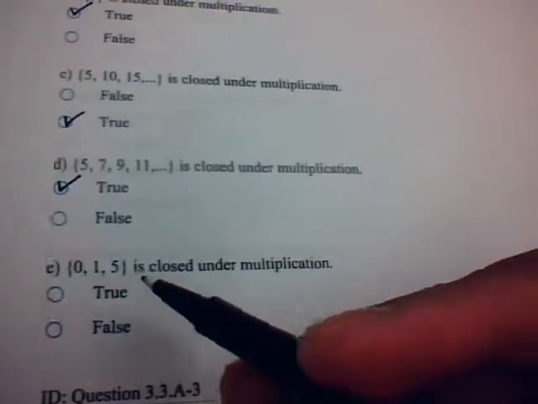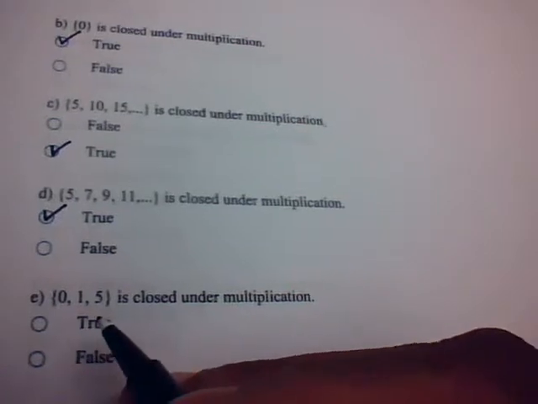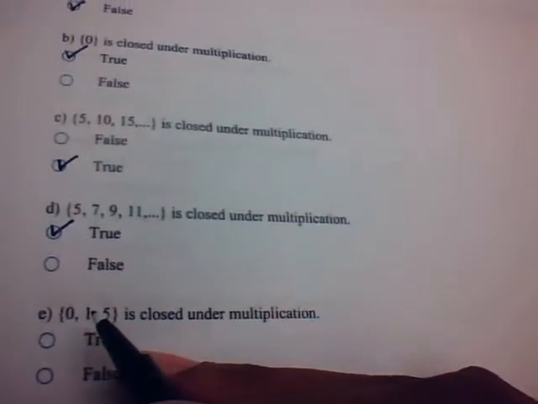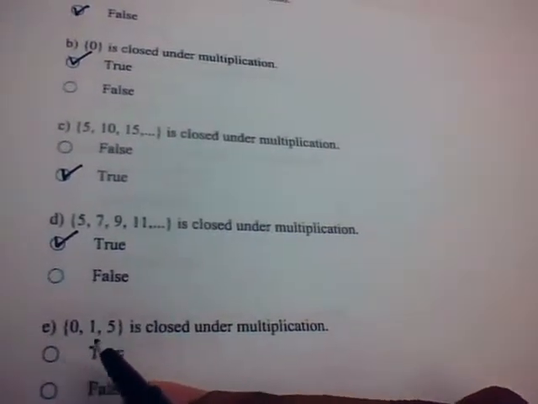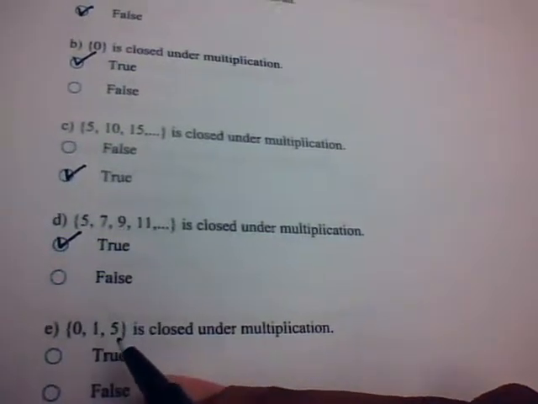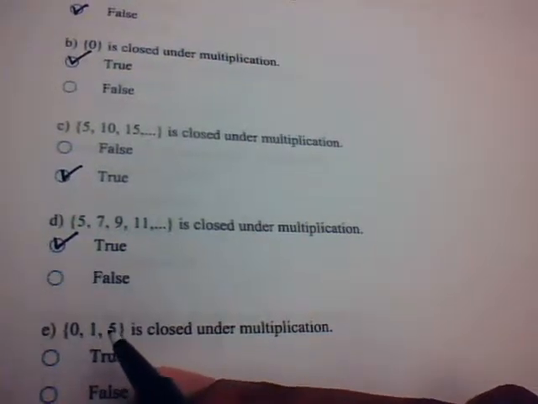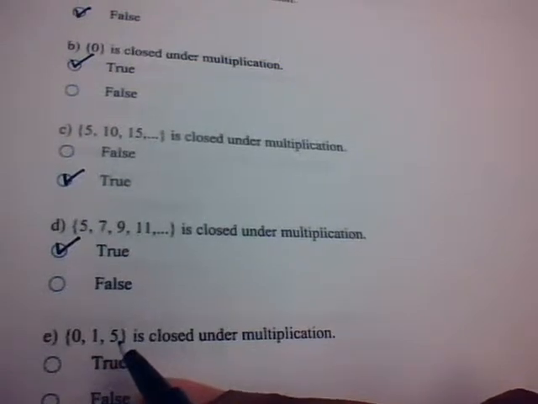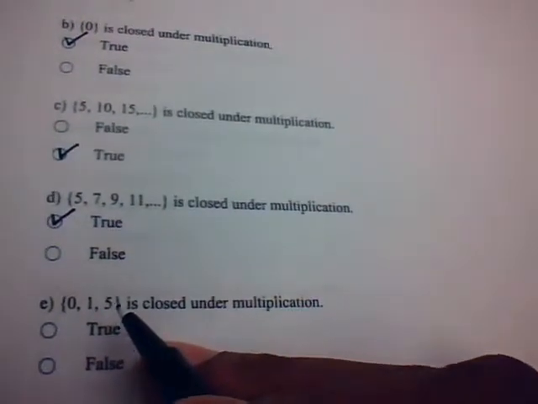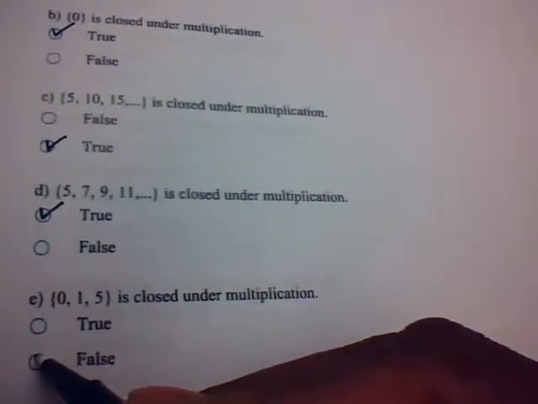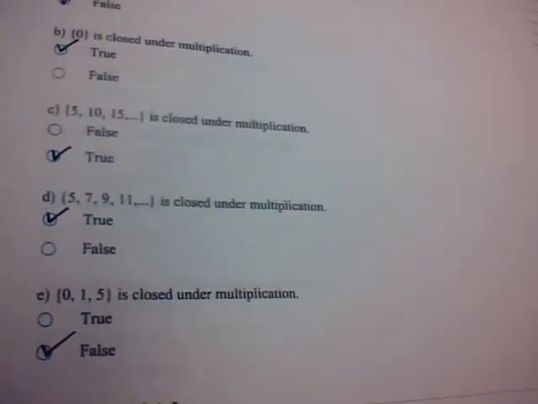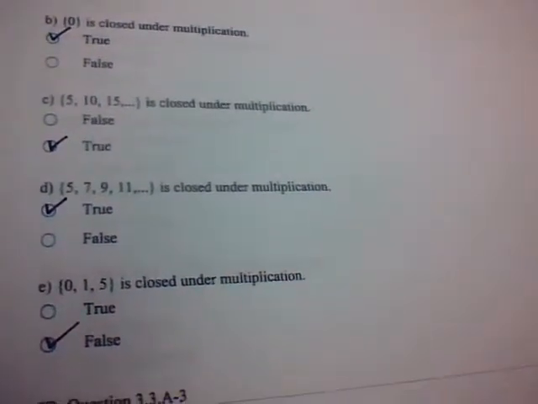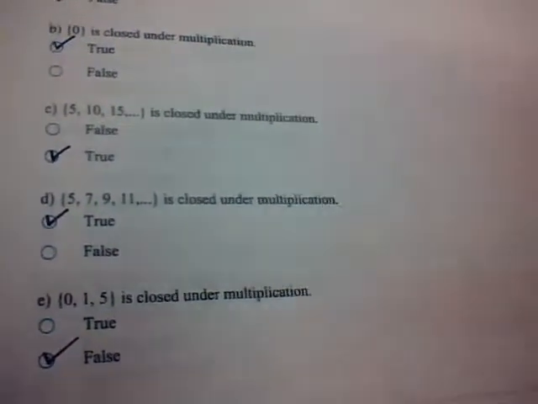And then 0, 1, 5 is closed under multiplication. Well, 0 times 1 is 0, so that's 0 is in that set. 1 times 5 is 5, that's in that set. But if I do 5 times 5, that's 25. 25 is not in that set, so 0, 1, 5 being closed under multiplication would be false.